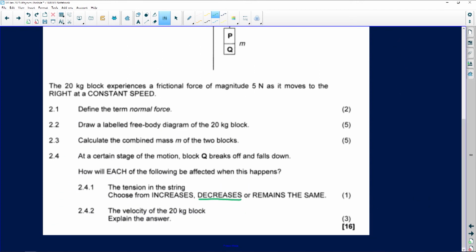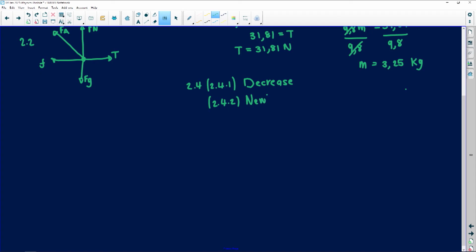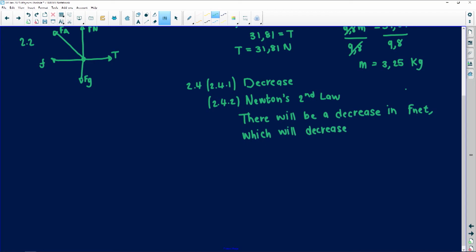So the next one says, when that block falls off, what will happen to the velocity of the 20 kilogram block? And we need to explain our answer. So this is according to Newton's second law. There will be a decrease in F net, which will decrease the acceleration of the 20 kilogram block. Please do specify what they're saying of the 20 kilogram block. That was the block in question.